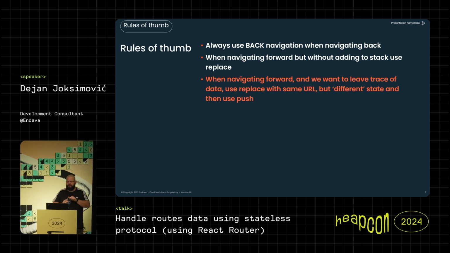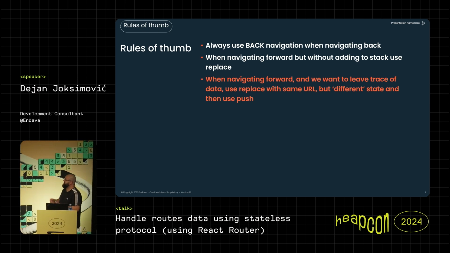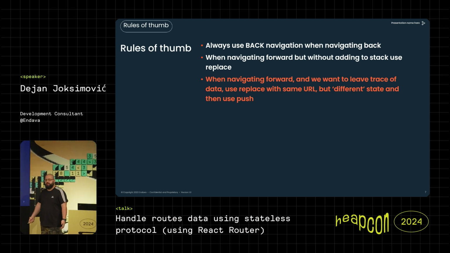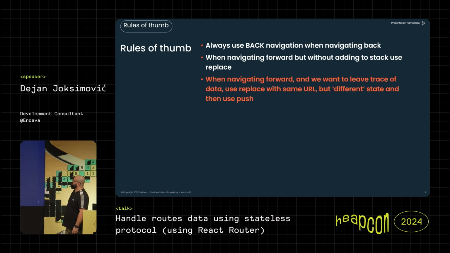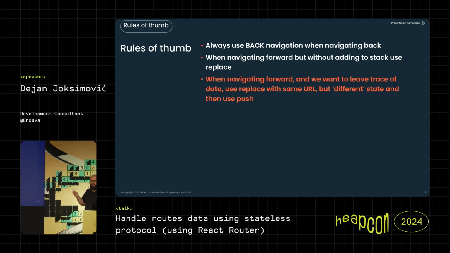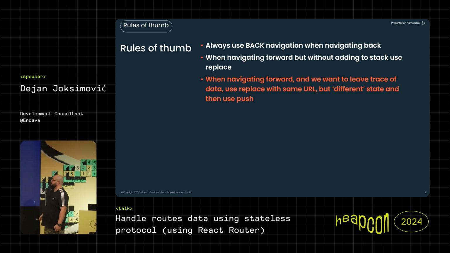Now, we will speak about the next rule. It's in orange, in our company's official color, one of those. This is the thing that came up to me when I wanted to solve this problem. When navigating forward, but we want to leave that trace of data that I was talking about, then we can use a replace first with the same URL, because we cannot actually mutate the state of the route itself. But we want to leave a different state.